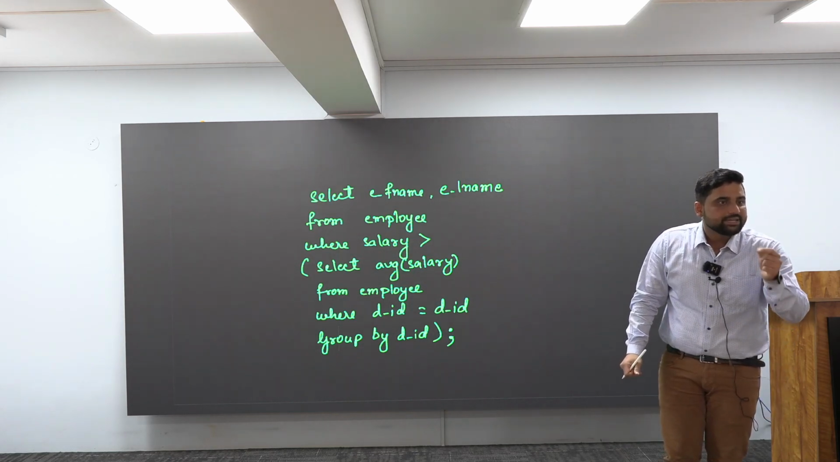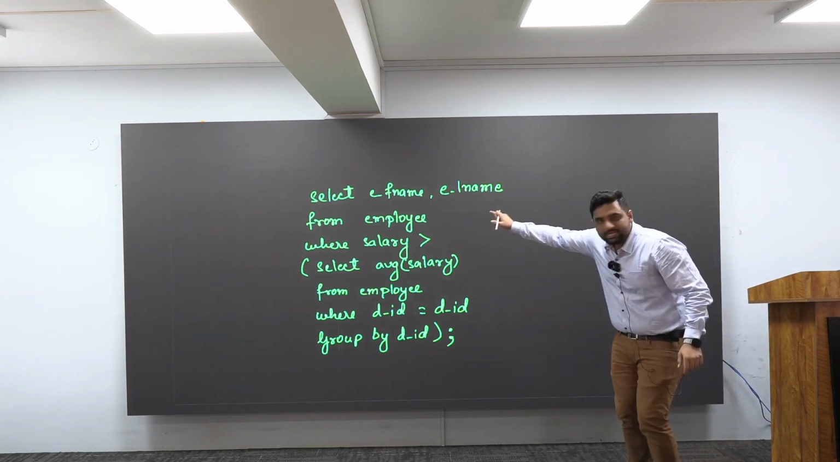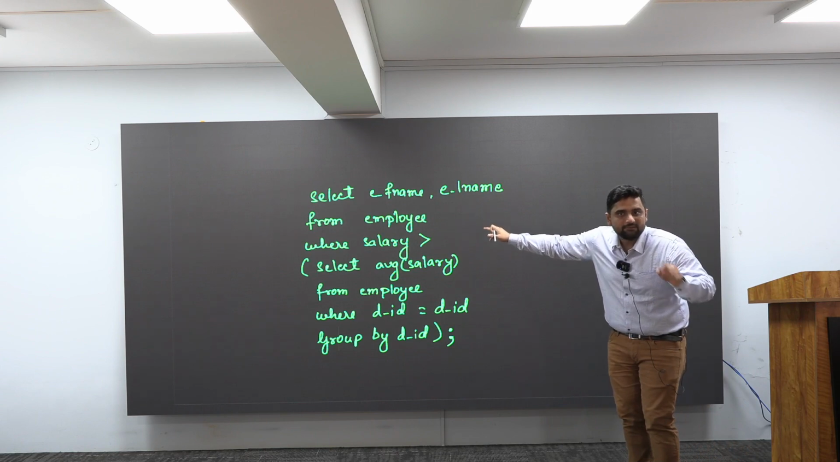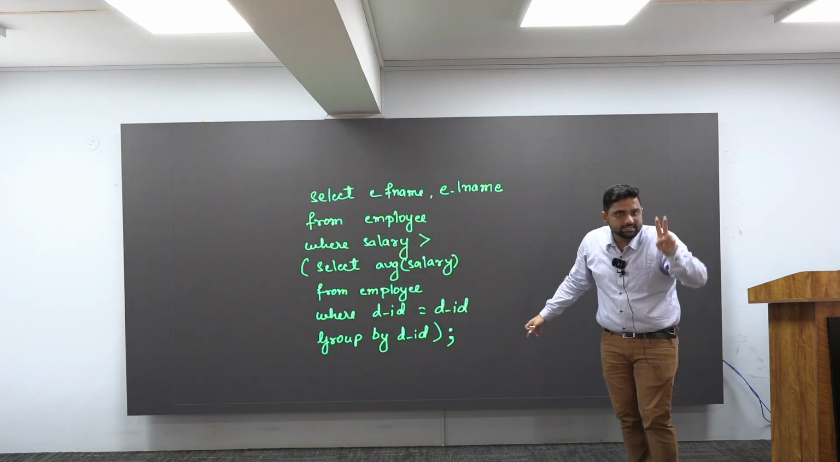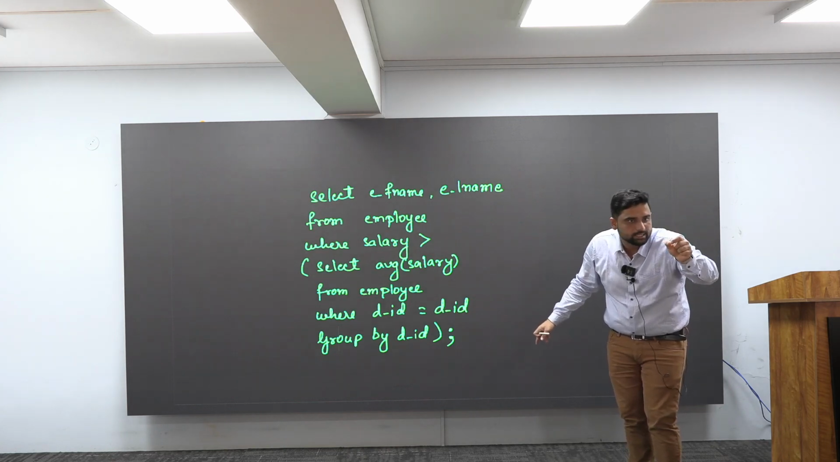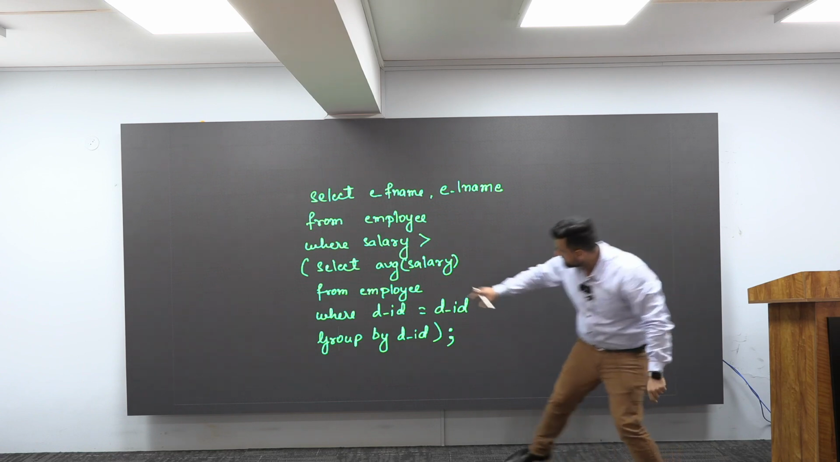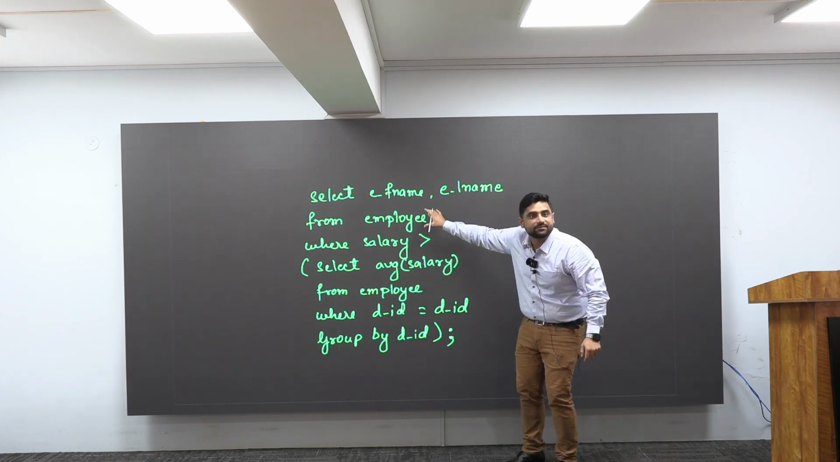But where do we have a different table? My friend, we have to create a different table. It means for the same employee table, I will create 2 copies. And this department ID, I will take from the outer query, from a different table.